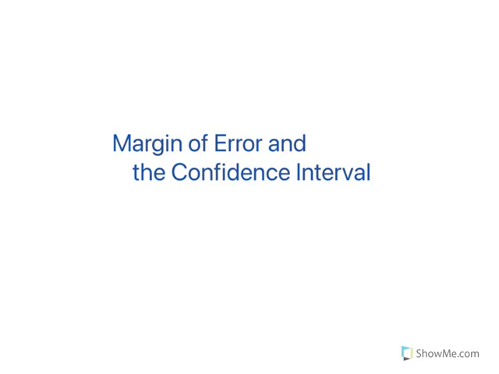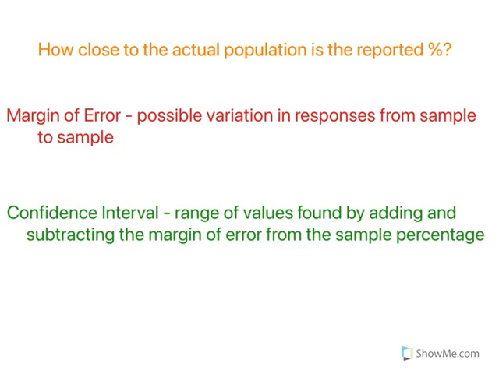Let's talk about margin of error and confidence interval, and how they relate to each other. The margin of error talks about how close to the actual population the recorded percentage is. Because we can't ever be 100% accurate when we do a survey, we're trying to figure out how close we are. So the margin of error is the possible variation. If we say 32% said that, and the margin of error is plus or minus 3%, we're going to be within 3% one way or the other. Anytime you hear someone say plus or minus, that's margin of error.